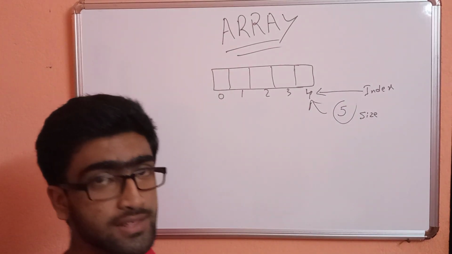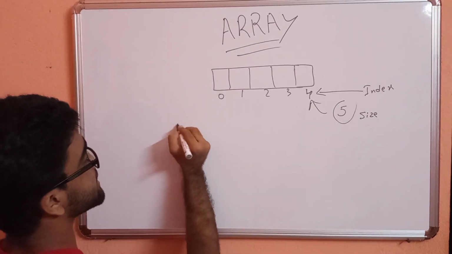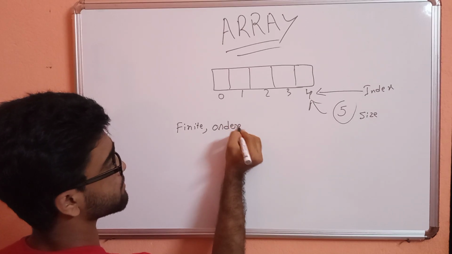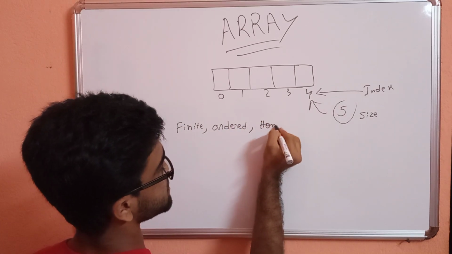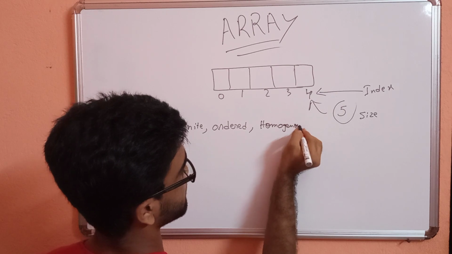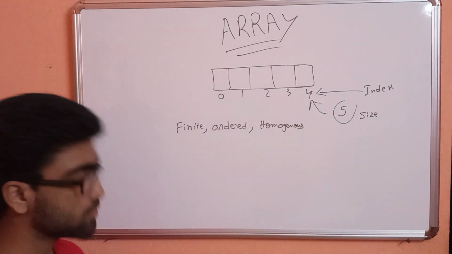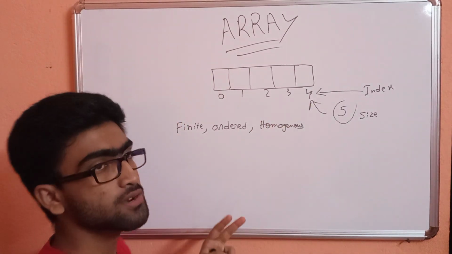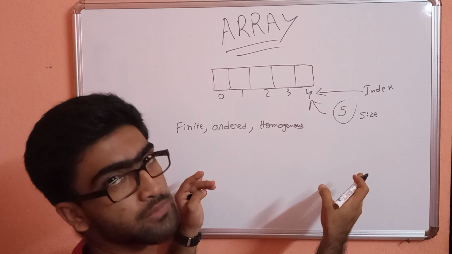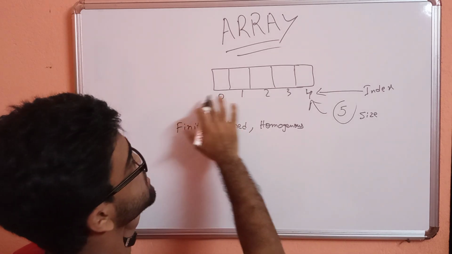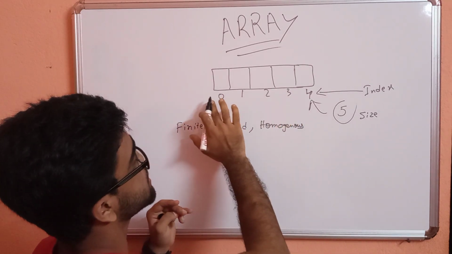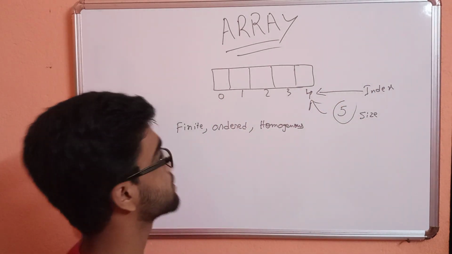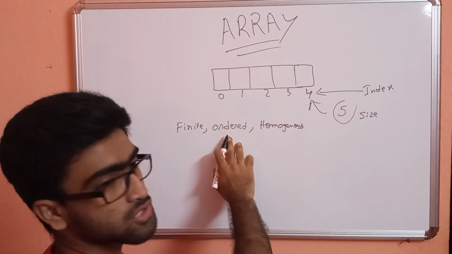Okay, so what is an array's definition? An array is a finite, ordered, homogeneous collection. Why do we call it finite? It is because an array can contain only a limited number of elements. Suppose take this example: we can store only 5 elements in it, not more than that.